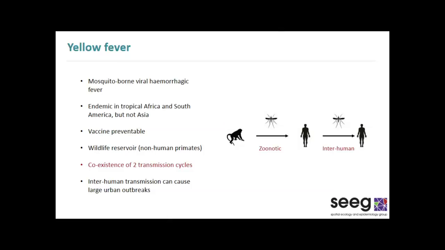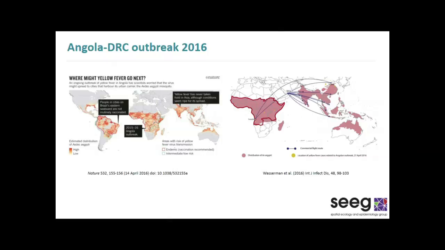The disease is conspicuously absent from Asia, despite the multiple opportunities for introduction and the apparent presence of all components for a suitable transmission system, including competent vector populations. There's never been local transmission there. It's vaccine preventable. There are wildlife reservoirs. There's a coexistence of two transmission cycles, a zoonotic cycle and also an interhuman transmission cycle. Interhuman transmission vectored by the Aedes aegypti mosquito can cause very large-scale urban outbreaks, such as the one in Angola and DRC this year, where so far there have been around 960 cases and about 200 deaths.